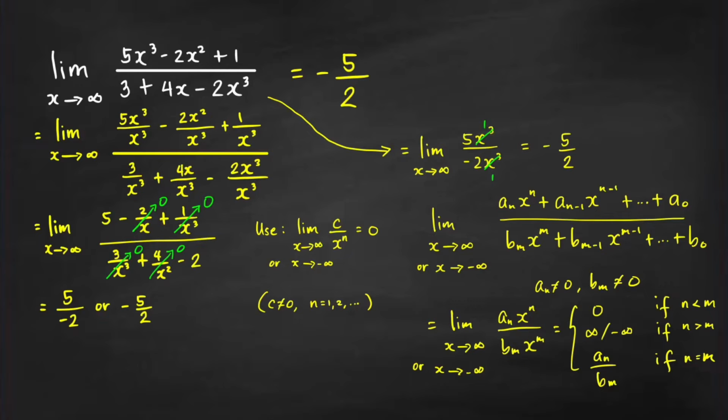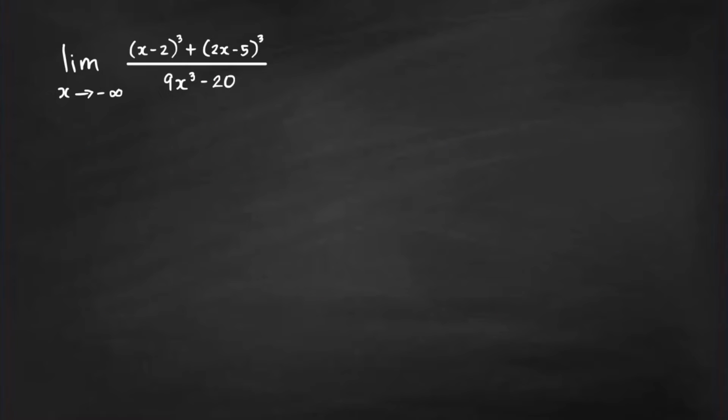So if the degree of the numerator is the same as the degree of the denominator, the limit of the rational function is just the ratio of the coefficients of the highest degree terms. So in this case, we have 5 divided by negative 2, which is equal to negative 5 halves. We now use this technique to evaluate the remaining limit problems quickly. So let's move to the second problem.